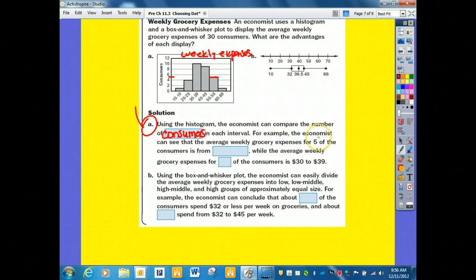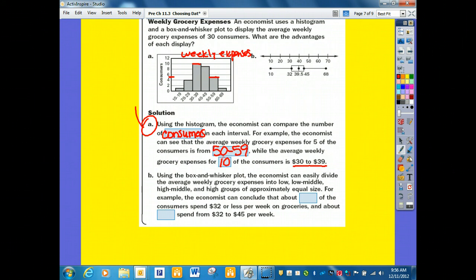For example, the economist can see that the average weekly grocery expense for 5 of the consumers, right here you said, which is 5, is what to what? 50. Yep, 50 to 59. Well, the average weekly grocery expenses for blank of the customers is what is 30 to 39? What is this? 10. Excellent. Reading data. All right, let's go to the box and whisker.